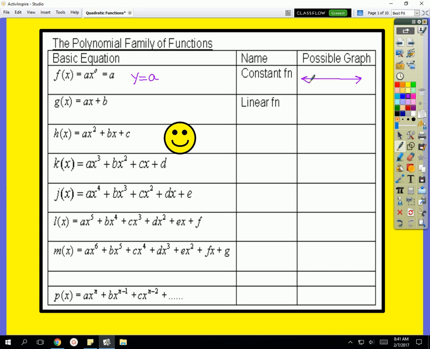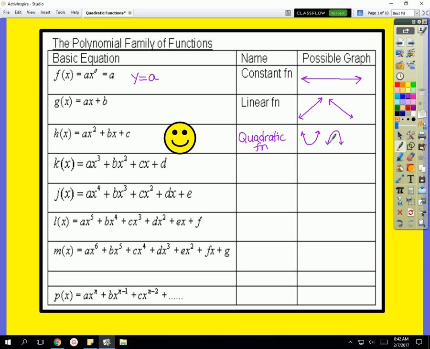They're called constant functions. If you have y equals mx plus b, that's a basic linear function, and those address lines that are either diagonal rising or falling. Then h of x, y equals ax squared plus bx plus c, you know is called a quadratic function. And this is the quadratic function written in its standard form. And you know those create parabolas that open up or down.